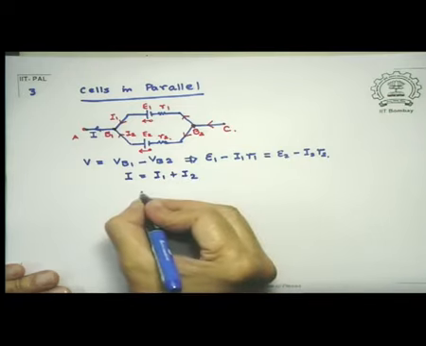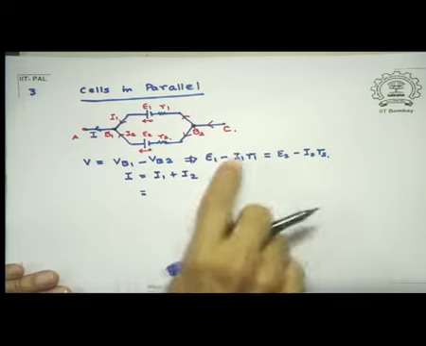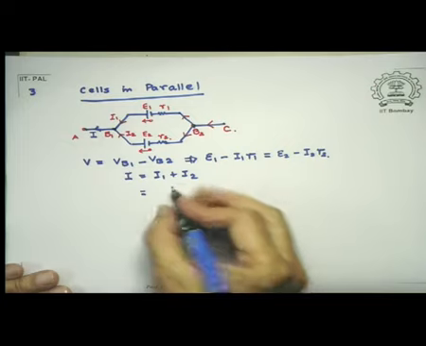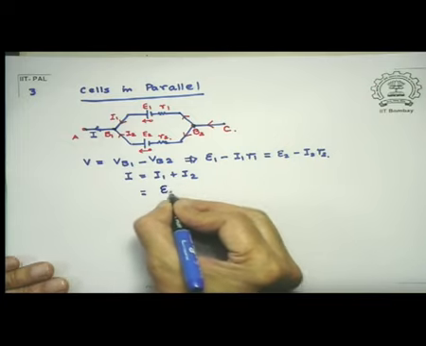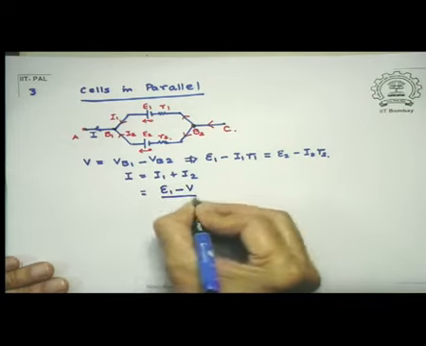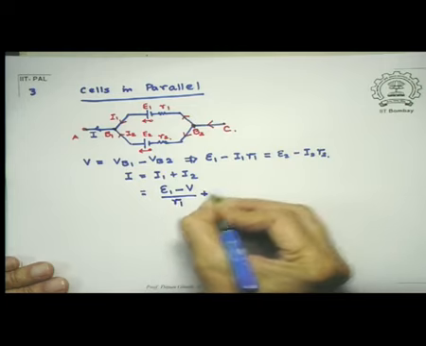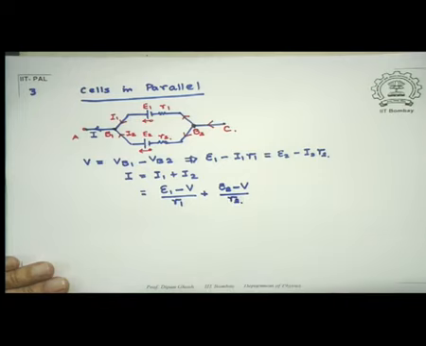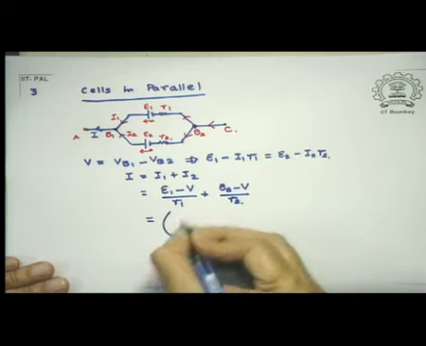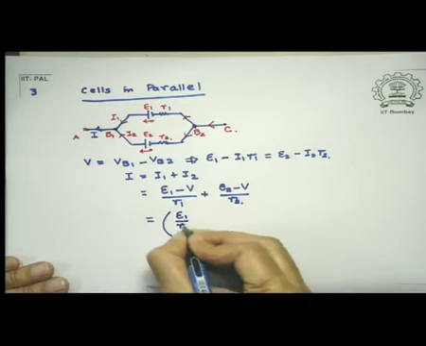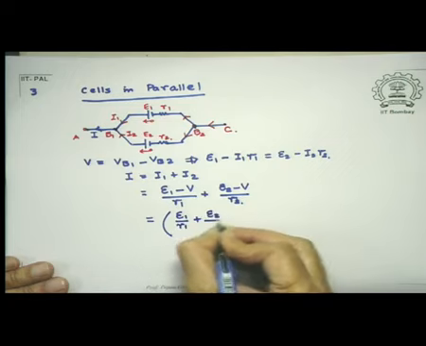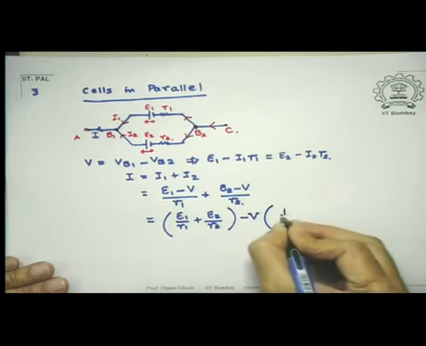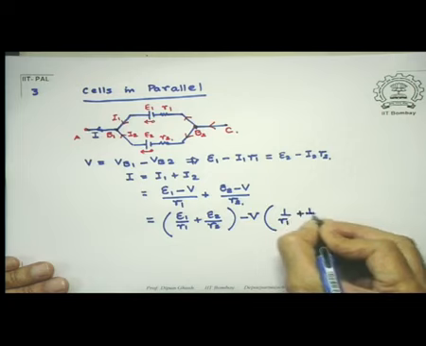So by the continuity condition, I must have my current I equal to I1 plus I2. And that I have seen is how much? I1, you can see if V is the potential difference there. So this tells me I1 is E1 minus V divided by R1, and I2 is E2 minus V divided by R2. I can rewrite it: E1 by R1 plus E2 by R2 minus V into 1 over R1 plus 1 over R2.